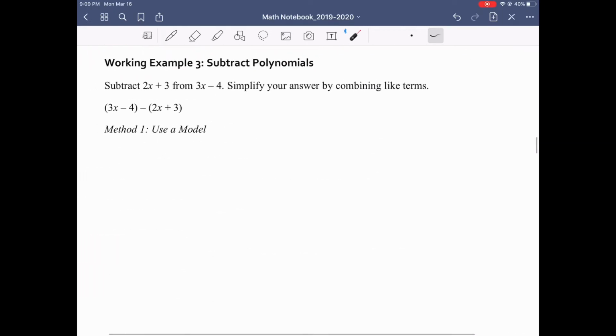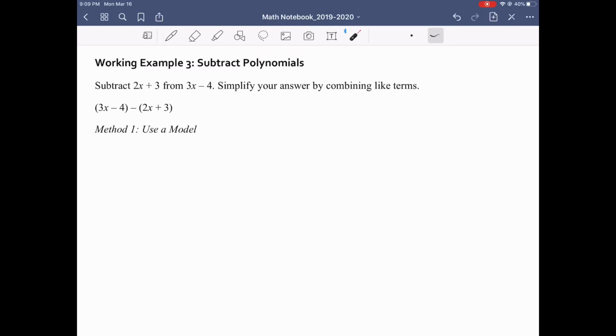Okay, so that brings us to our last working example, number 3, which is titled Subtract Polynomials. In order to subtract polynomials, you actually need to know how to do the opposite, because remember, whenever we were doing any kind of subtraction with integers, we would do something called AO, which is add the opposite. That's going to become really important for subtracting polynomials. So with adding polynomials, we always just combined our like terms. With subtracting polynomials, we're going to be doing AO.